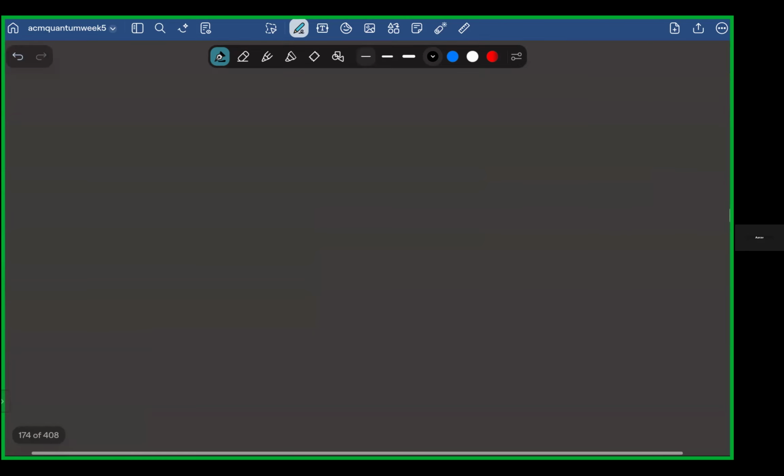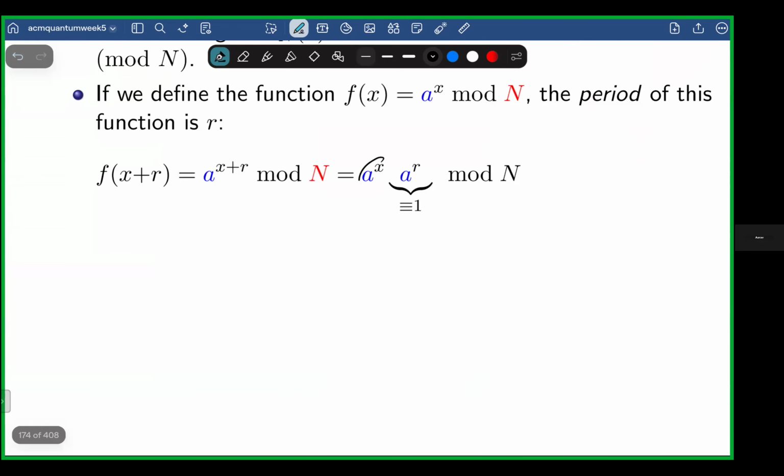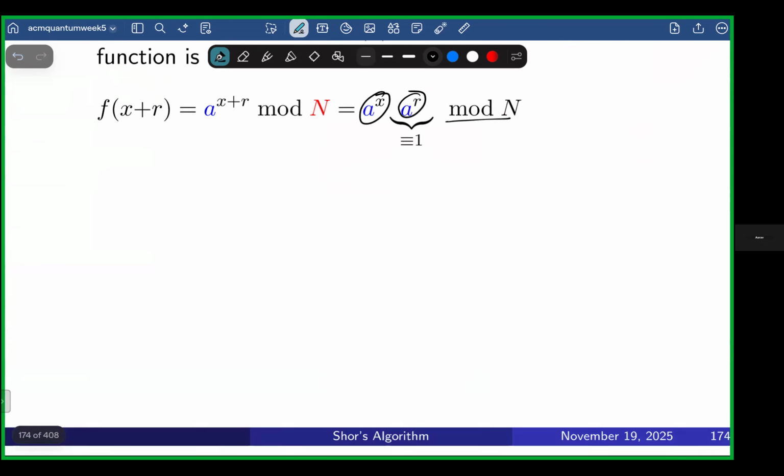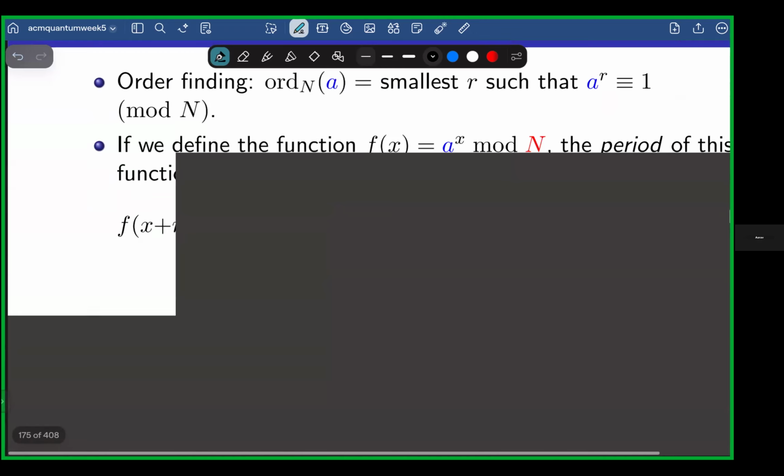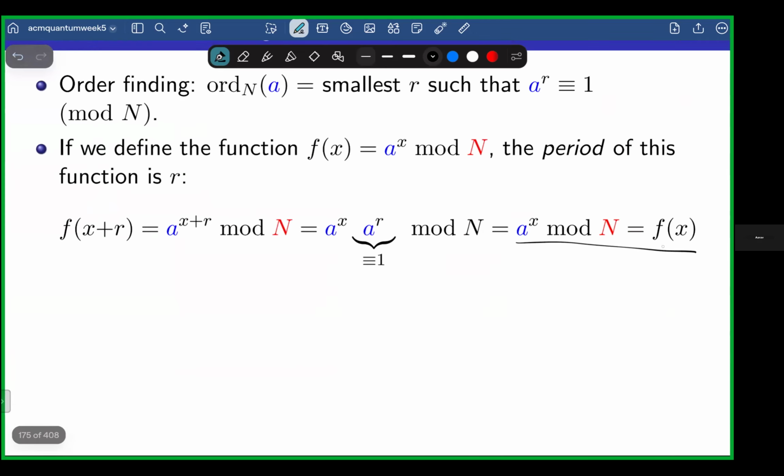Let's split the exponent. We get a to the x times a to the r mod n. We know that a to the r is equivalent to 1 mod n, because that's the definition of order. And we get the same exact f of x back. So f of x plus r is equal to f of x, which means the period of the function is r, the order. Does that make sense?